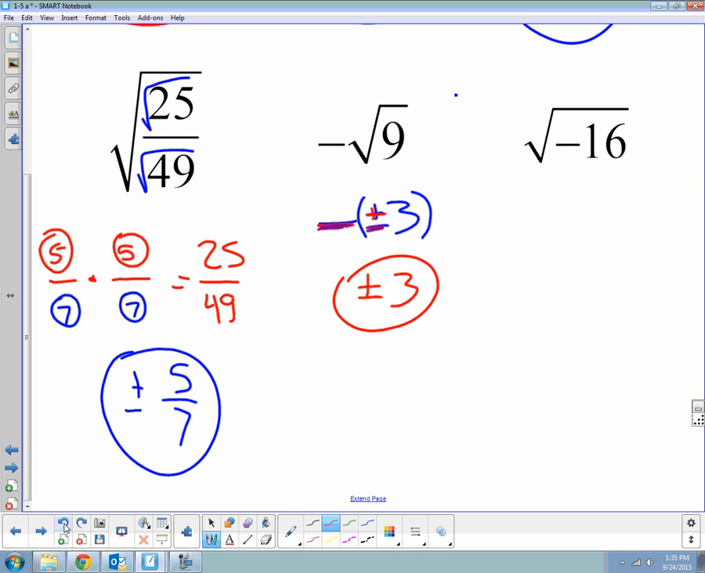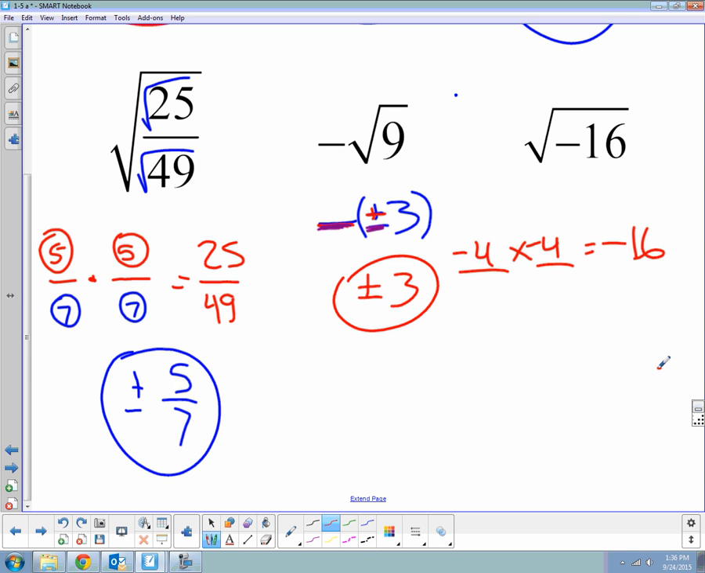Last one here, square root of negative 16. So what we have to figure out is some number times itself equals negative 16. I can't think of it. 4 times 4 is not negative 16, and negative 4 times negative 4 is not negative 16. And it has to be times itself. You cannot do negative 4 times positive 4 because those are not the same number. There is no number times itself that equals negative 16. There are no real numbers that work here.